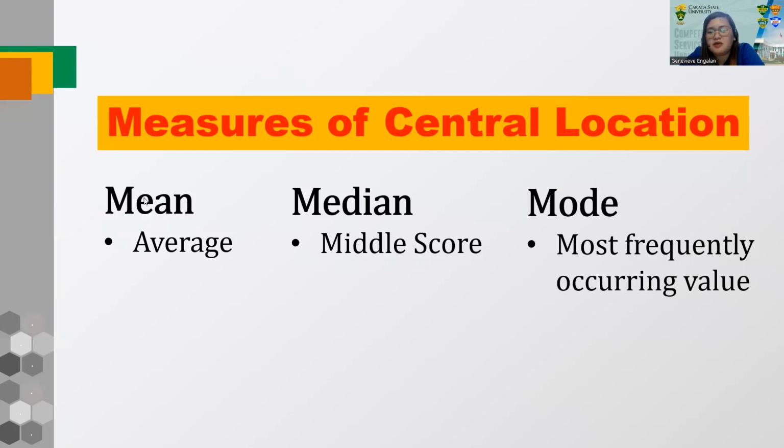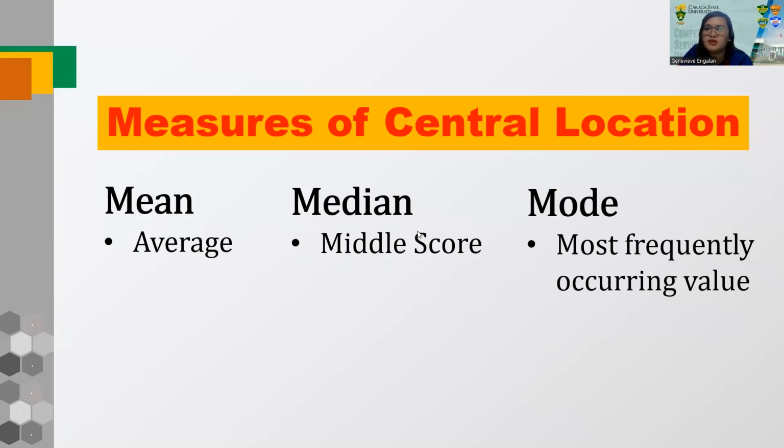So ang mean, this can be only used in numerical data, no? Kay if your data is the skin color, dili man siya mag-make sense kung you have to get the average of the skin color. So kung naa kay brown, light brown, i-add mo divided by 2. So that's impossible, or that does not make sense. So ang mean is only for numerical data. Ang median is the middle score.